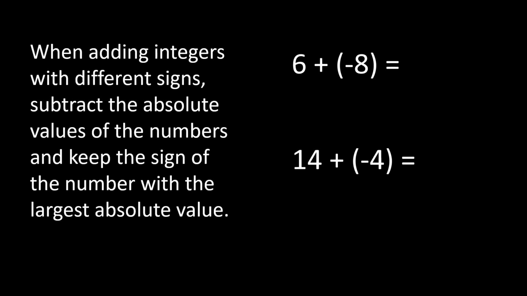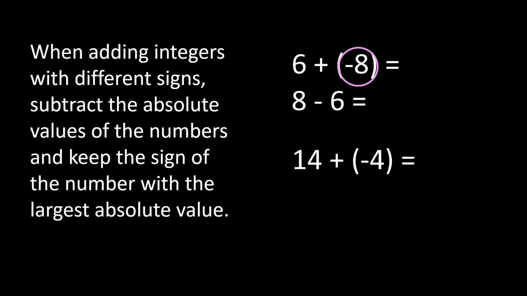When you add integers with different signs, you'll subtract the absolute values of the numbers and keep the sign of the number with the largest absolute value. Let's take a look at how this works with 6 plus -8. The absolute value of 6 is 6, and the absolute value of -8 is 8. So the -8 has a larger absolute value.